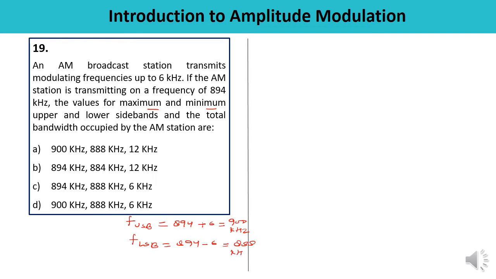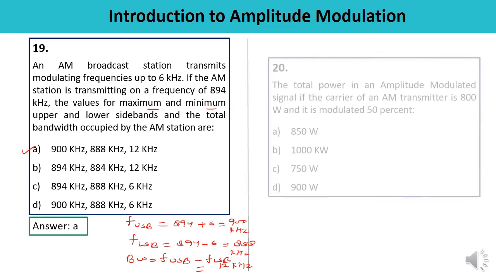And what you need to calculate is the total bandwidth. So the bandwidth requirement is the frequency of the upper sideband minus the frequency of the lower sideband. 900 minus 888 will be equal to 12 kHz. Now check the options. You can find the correct answer is A. Let us check. Yes, this is the correct one.